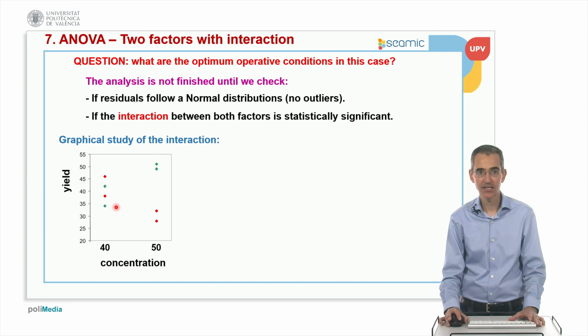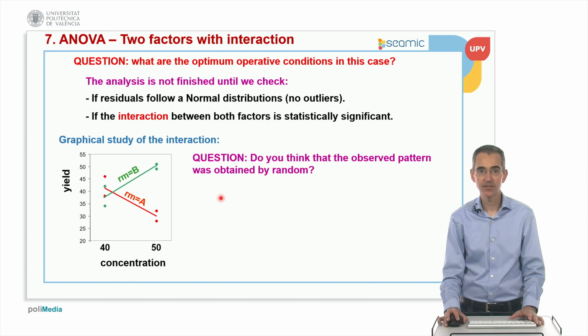Concentration 40, we had the 4 values. Concentration 50, we have here the 4 values. In red, we have the values corresponding to raw material A, and in green, the 4 values corresponding to raw material B. So now, do you think that this observed pattern was obtained by random?